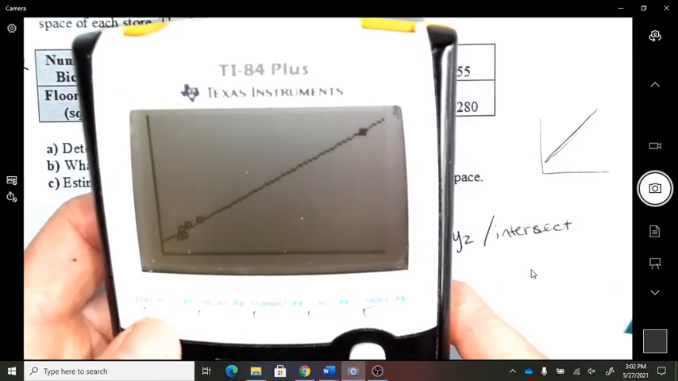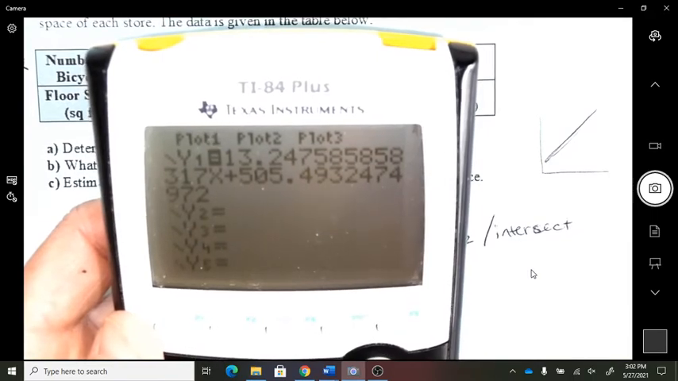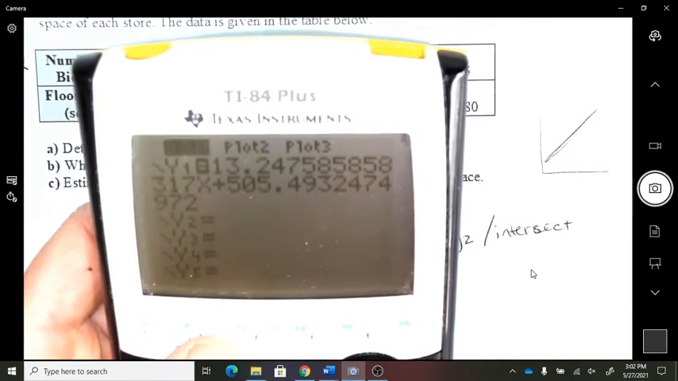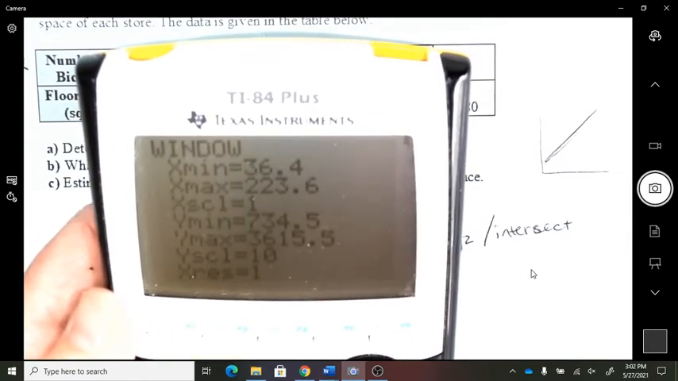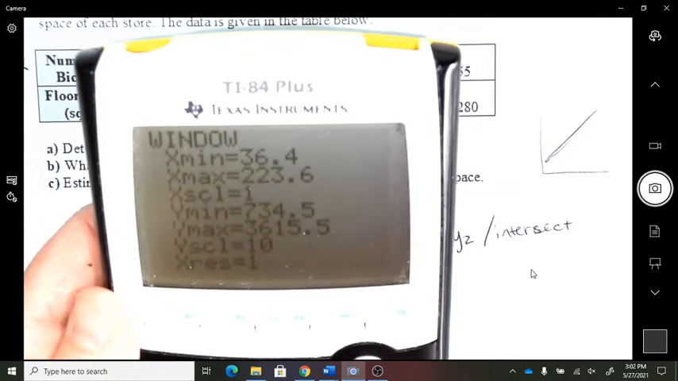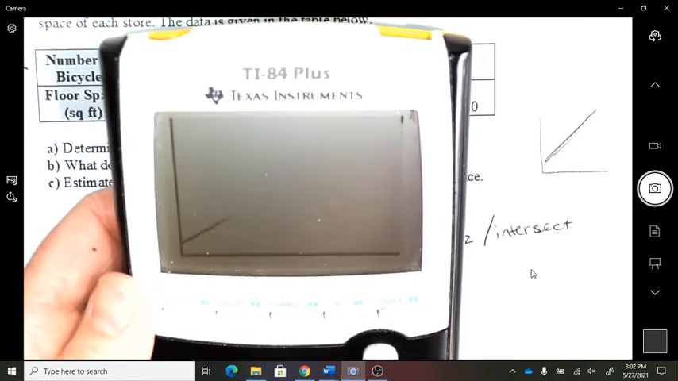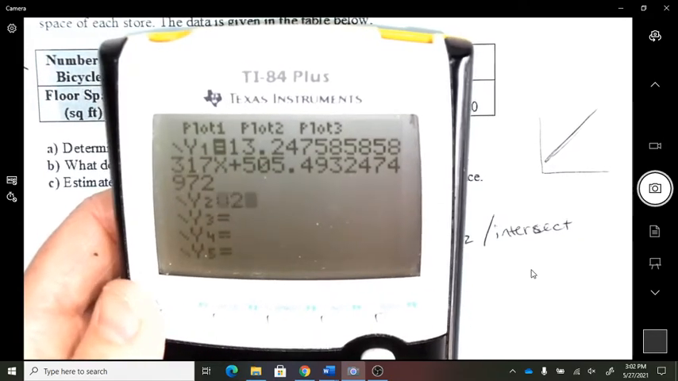Done. I'm going to go back to y equals and deactivate the plot. Got it? And I'm going to check my window, because what do I want to make sure? It's above 25, okay, and it's good. So graph. Oh, I forgot to put in y2 here, 2,500.